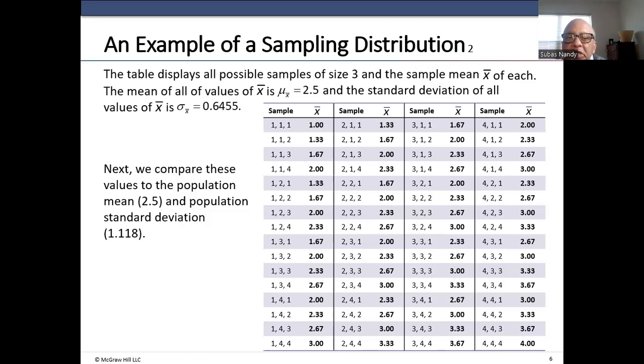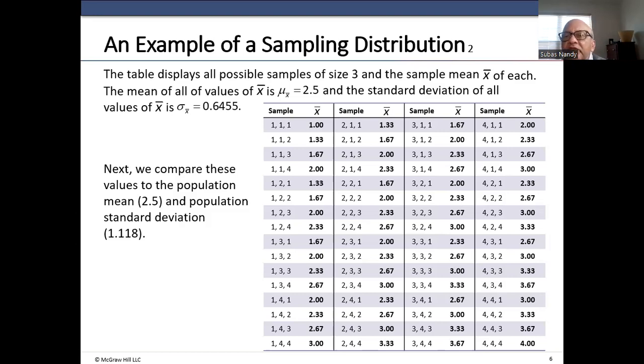Remember, the population mean is also 2.5. And the standard deviation value comes out as the standard deviation of this population of X bar. Again, it's a population because these are all the 64 possible combinations. The standard deviation works out as 0.645. Now, we noticed the mean of the sample means is 2.5, which is also the population mean.